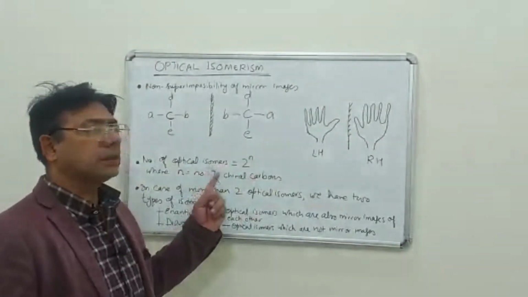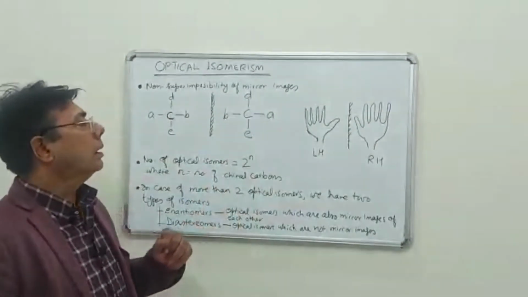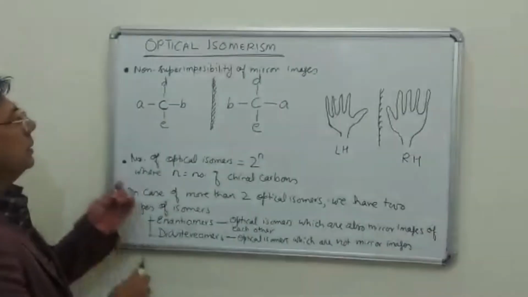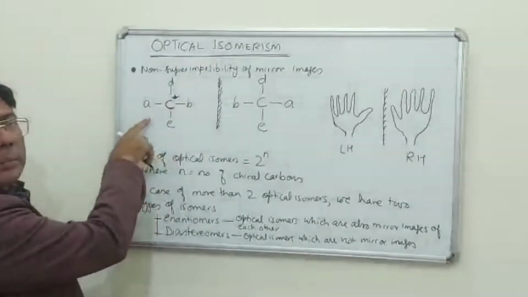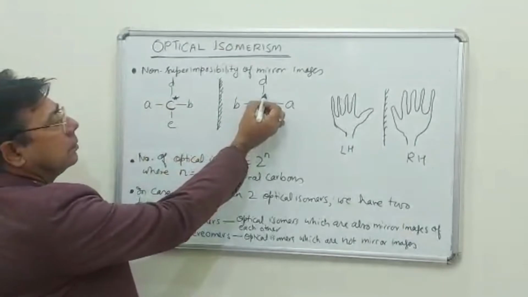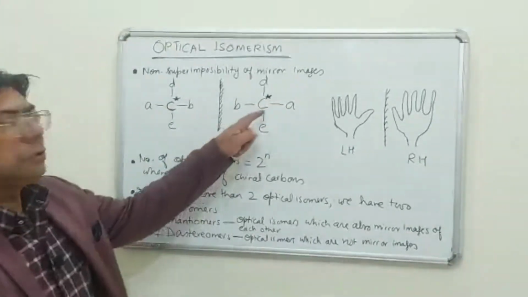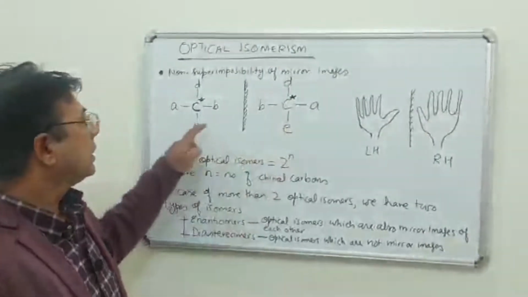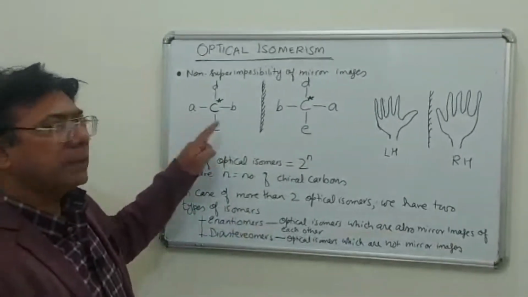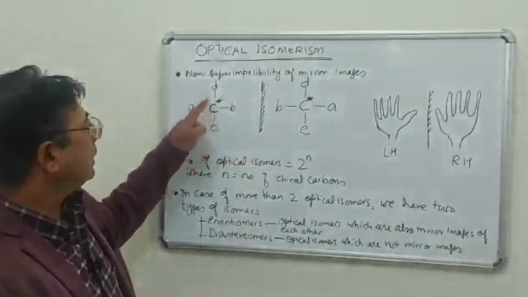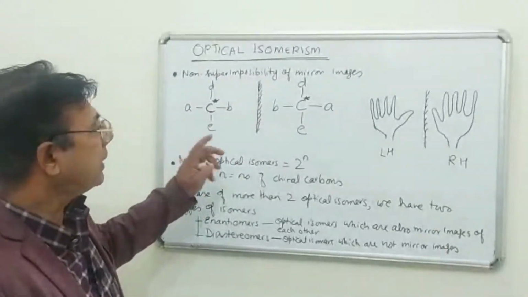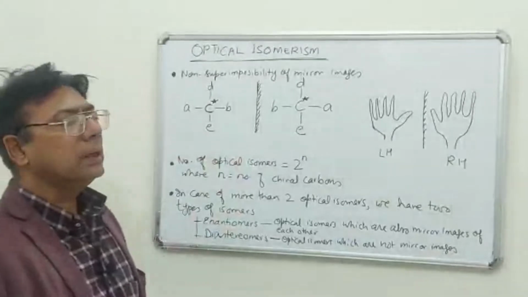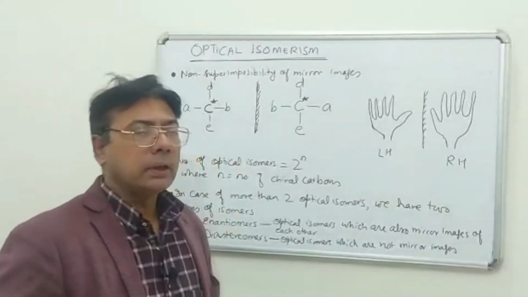Here you can see an illustration of what I just said. Here you have a mirror. This carbon is having 4 different groups attached to it. So this is a chiral carbon, and in order to mark a chiral carbon, we usually put an asterisk. So this is a chiral carbon which is having 4 different groups attached to it: A, B, D and E. So in short, we also call it C-star. So C-star is a chiral carbon or asymmetric carbon having 4 different groups attached to it.